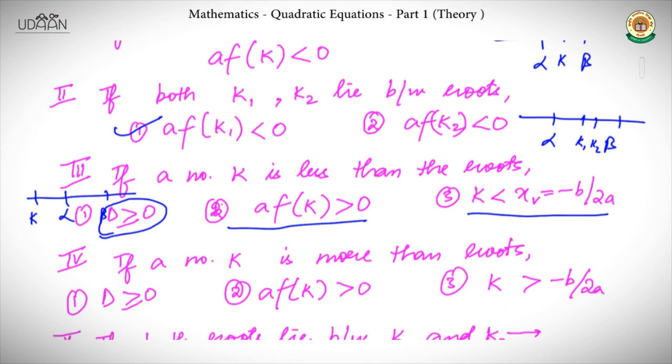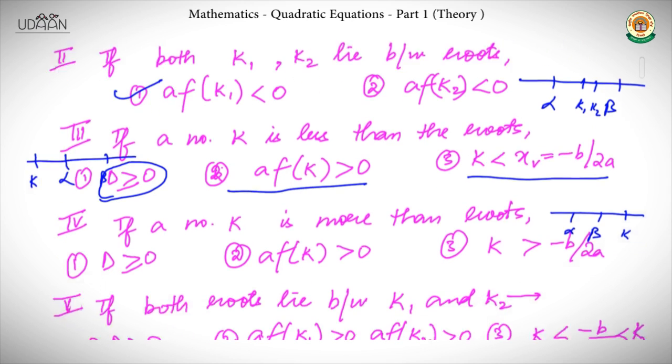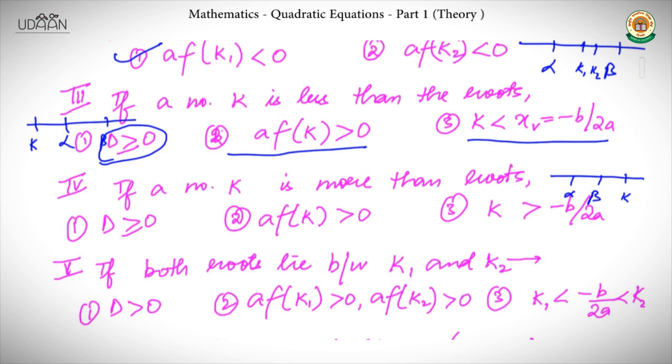Fourth case, if a number k is more than the roots, that is, let alpha and beta be the roots, and the number k is greater than both the roots, in that case the discriminant will be greater than or equal to 0, secondly a into f of k should be greater than 0, and thirdly the value of k should be greater than the abscissa of the vertex point, that is minus b by 2a.